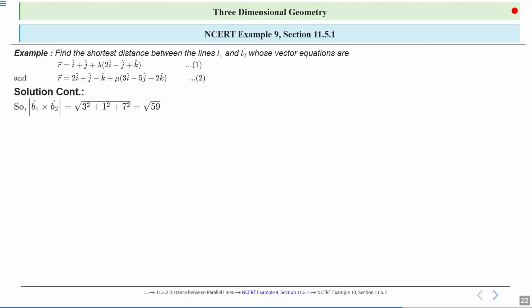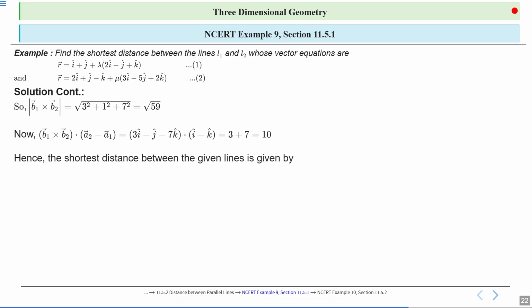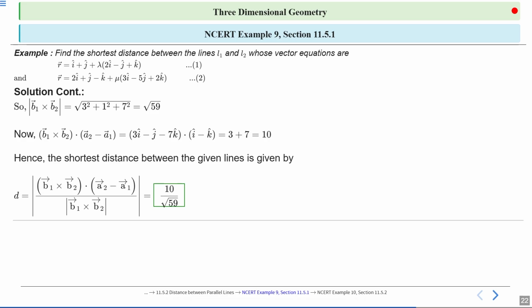So magnitude of b1 vector cross b2 vector will be equal to root over 3 square plus 1 square plus 7 square, which is root over 59. Now b1 vector cross b2 vector dot a2 vector minus a1 vector will be equal to 3i cap minus j cap minus 7k cap dot i cap minus k cap, which is equal to 3 plus 7, which is equal to 10, right? Hence the shortest distance between the given lines is given by d will be equal to magnitude of b1 vector cross b2 vector dot a2 vector minus a1 vector upon magnitude of b1 vector cross b2 vector, which will be equal to 10 upon root 59. Got it? Which is equal to 10 upon root 59, right?